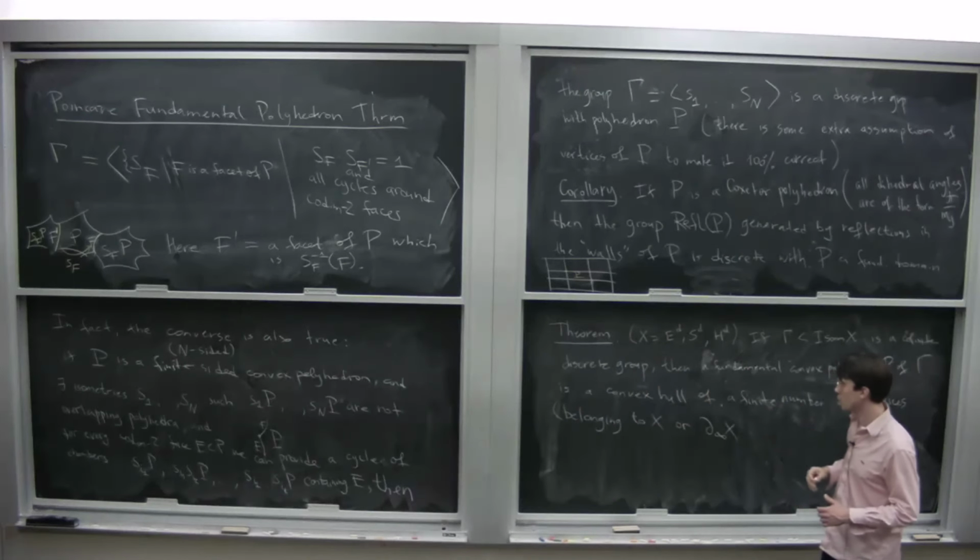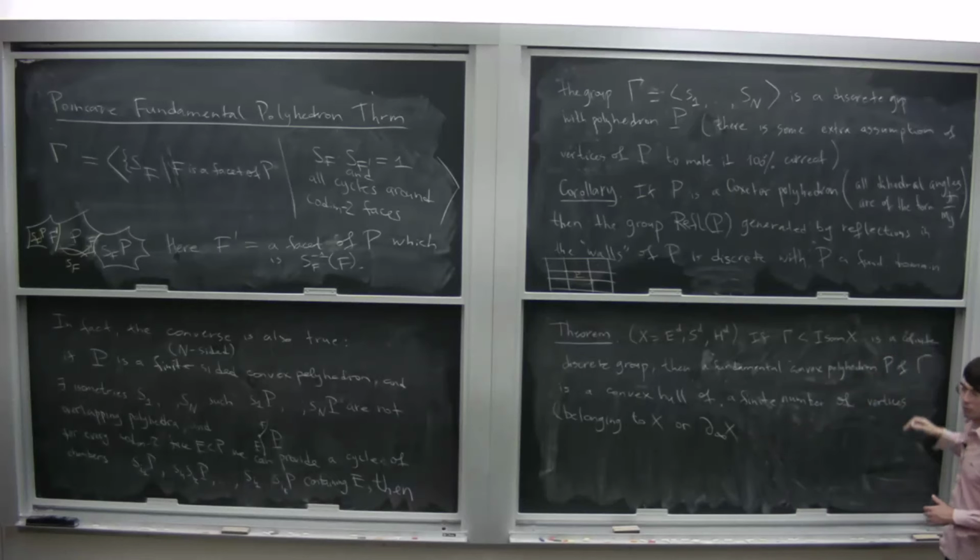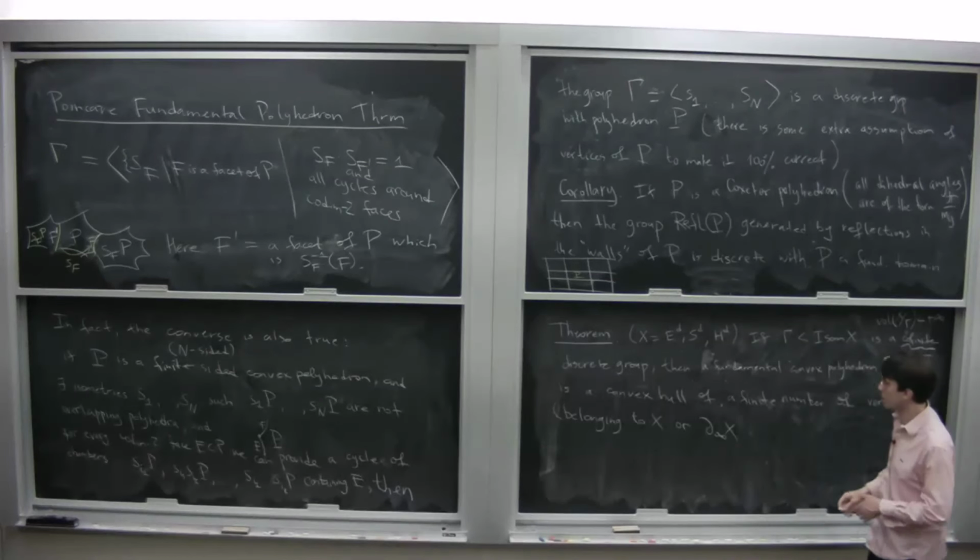So when you say cofinite, do you mean cofinite volume? Yeah, it's cofinite volume. So by cofinite, I mean that the volume of the fundamental chamber is finite. Yeah. So the volume of X mod gamma is finite, right? Okay.